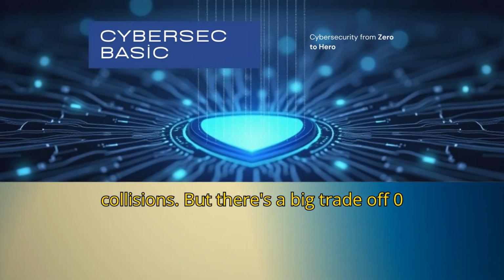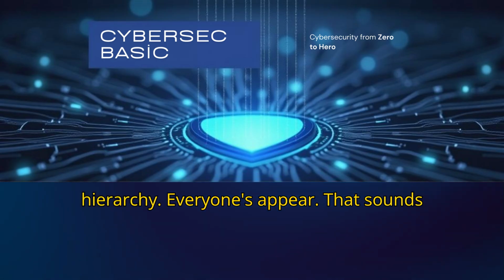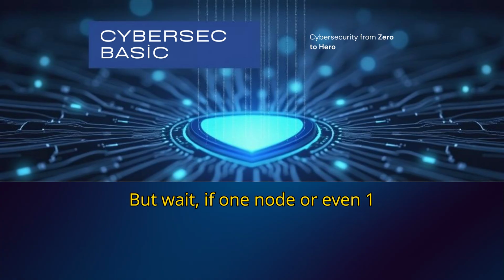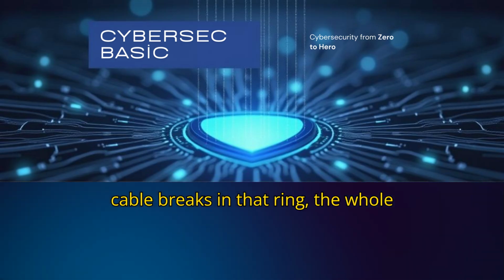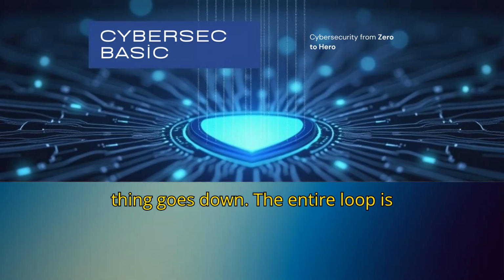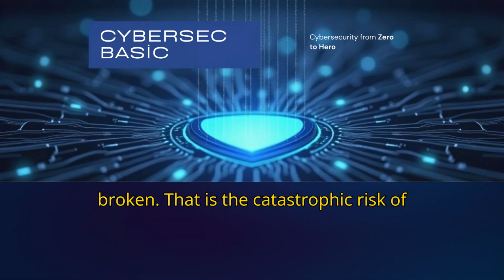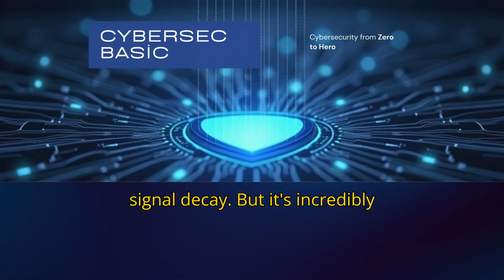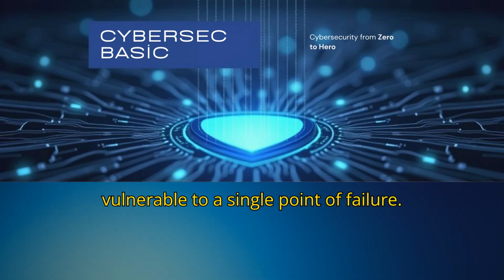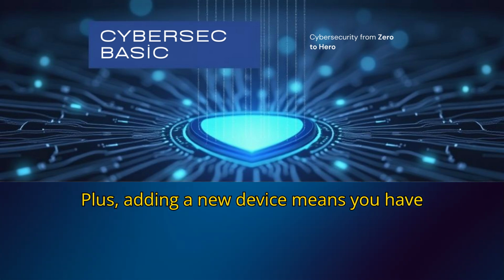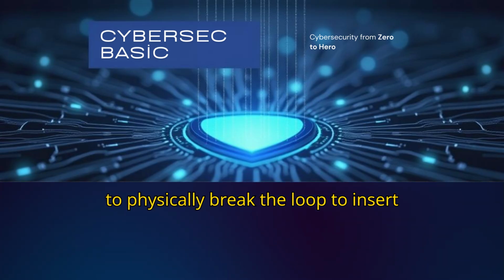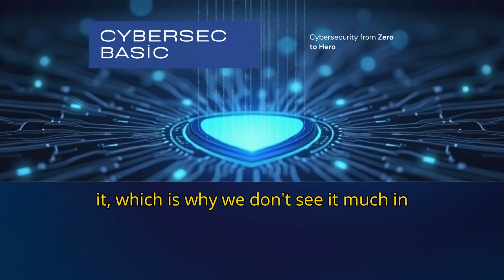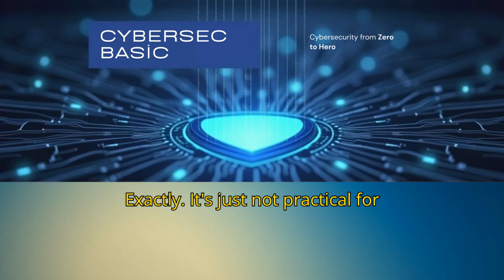But there's a big trade-off. Zero hierarchy. Everyone's a peer. That sounds super orderly, no traffic jams. Right. But wait, if one node or even one cable breaks in that ring, the whole thing goes down. The entire loop is broken. That is the catastrophic risk of a standard ring. It's robust against signal decay, but it's incredibly vulnerable to a single point of failure. Plus, adding a new device means you have to physically break the loop to insert it. Which is why we don't see it much in modern networks that are always growing. Exactly. It's just not practical for scaling.